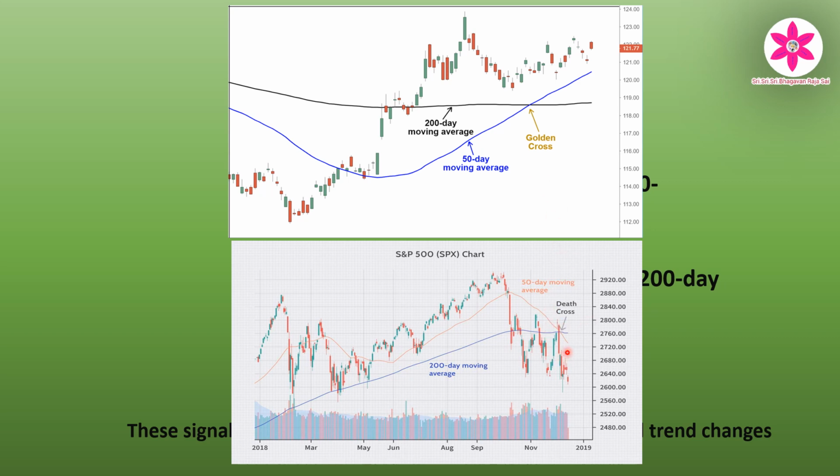In the Death Cross, the sellers are ready to sell the stock. So here, the Golden Cross is an opportunity for the buyers. Death Cross is an opportunity for sellers.